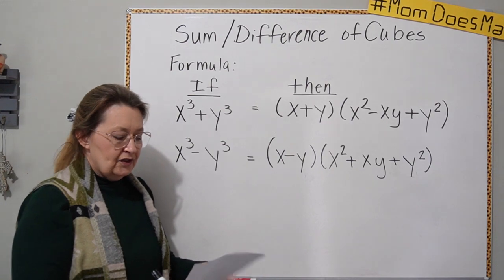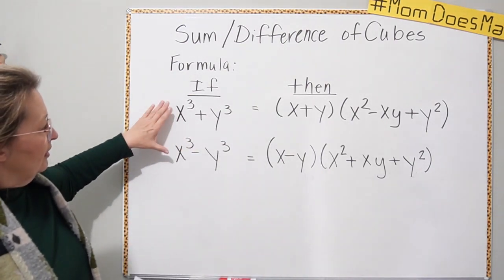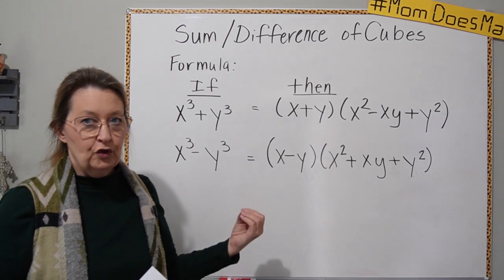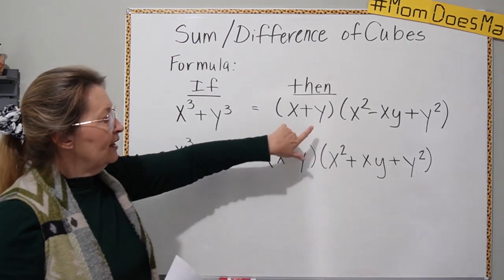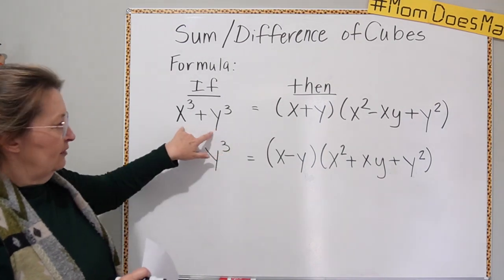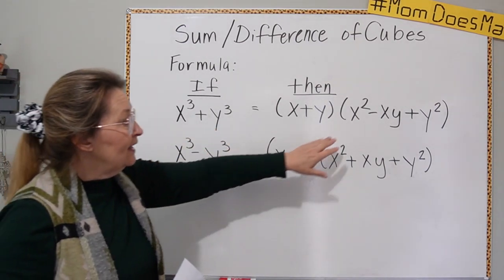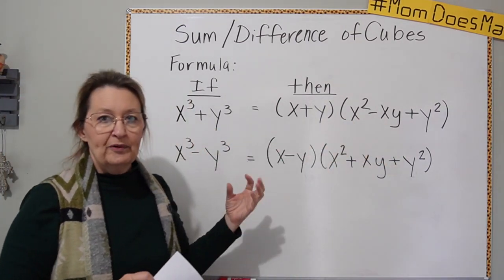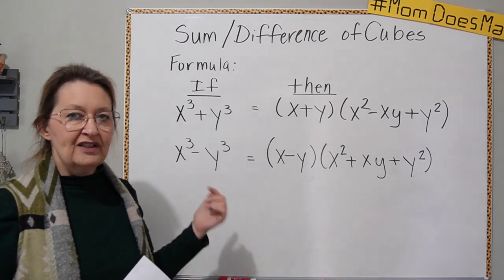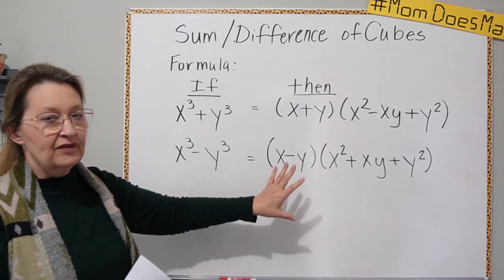All right? So in the formula, x to the third, y to the third represents a perfect cube. And in the formula, x and y represents the root of these two. And x squared, y squared represents the square of the root. So first, let's just examine the components of these formulas.